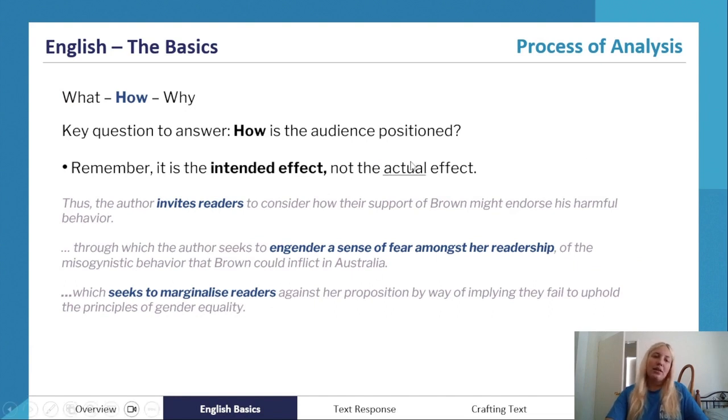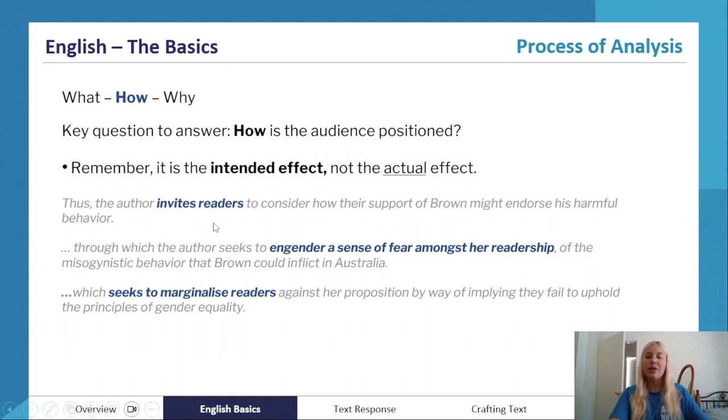Okay. Then, once you've introduced the evidence and explained it, you may be analyzing the intended effect. And that key thing that you're asking, you're basically answering the question, how is the audience being positioned by this persuasive language technique? What is the author aiming to make them think, feel, or do? Intended effect, not actual effect. So this is where you need to be using that low modality language. So thus, the author invites readers to consider how their support of Brown might endorse his harmful behavior.